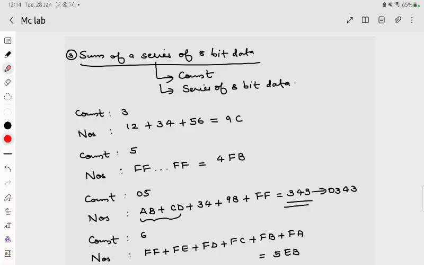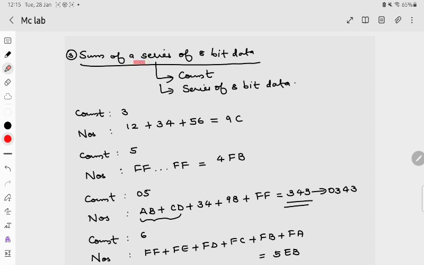Dear all, today we are going to see the program corresponding to the sum of a series of 8-bit data using 8051 assembly language programming. Whenever you have been given a program, what you should understand is what exactly is required of the program, what are the inputs and what are the outputs. That is what you should first think of.